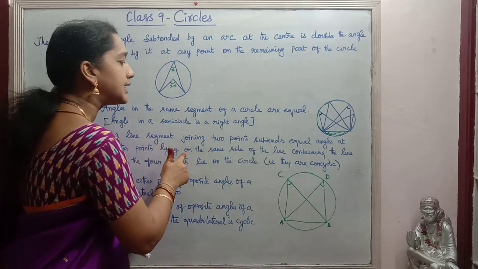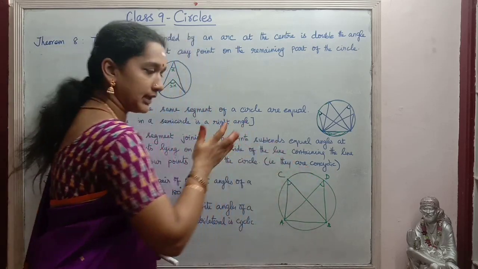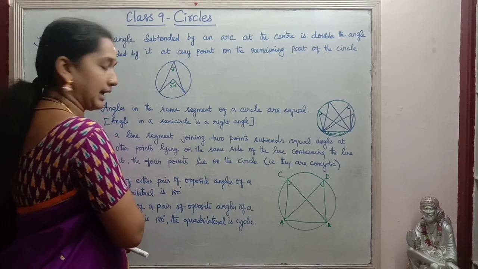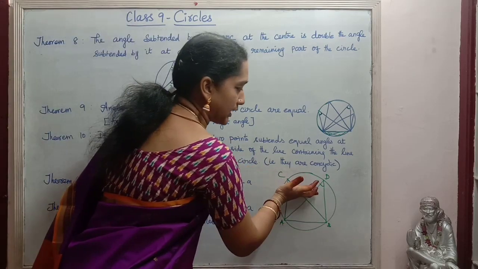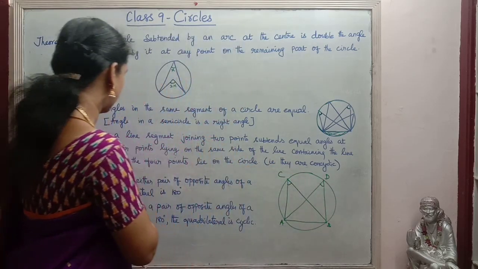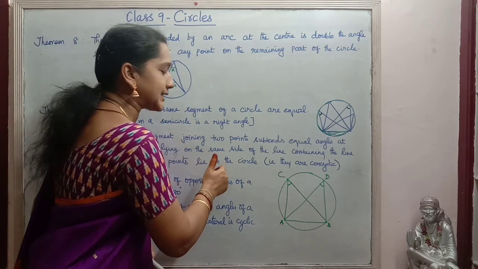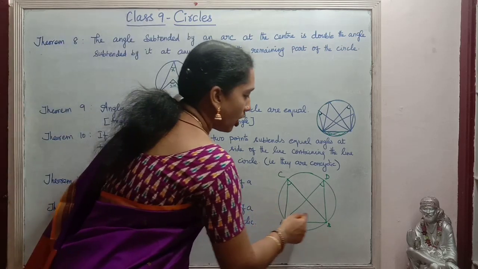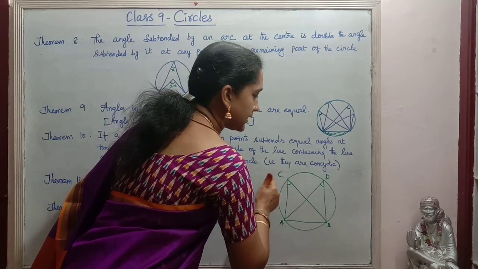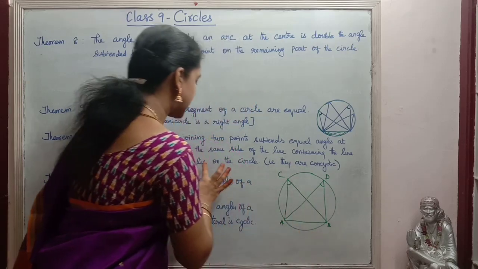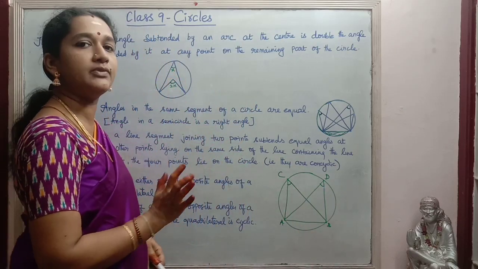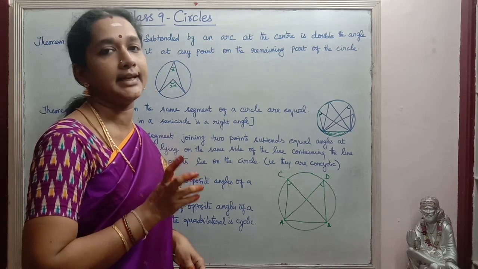2 other points lying on the same side of the line containing the line segment, then the 4 points lie on the circle. So all these 4 points A, B, C, D lie on the circle, and we will say that they are concyclic.